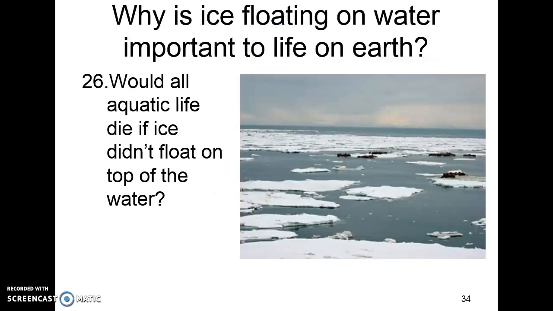Okay, number 26. Why is ice floating on water important to life on Earth? Would all aquatic life die if ice didn't float on top of the water? So something to think about. We talked about how water doesn't heat up or cool down very fast.